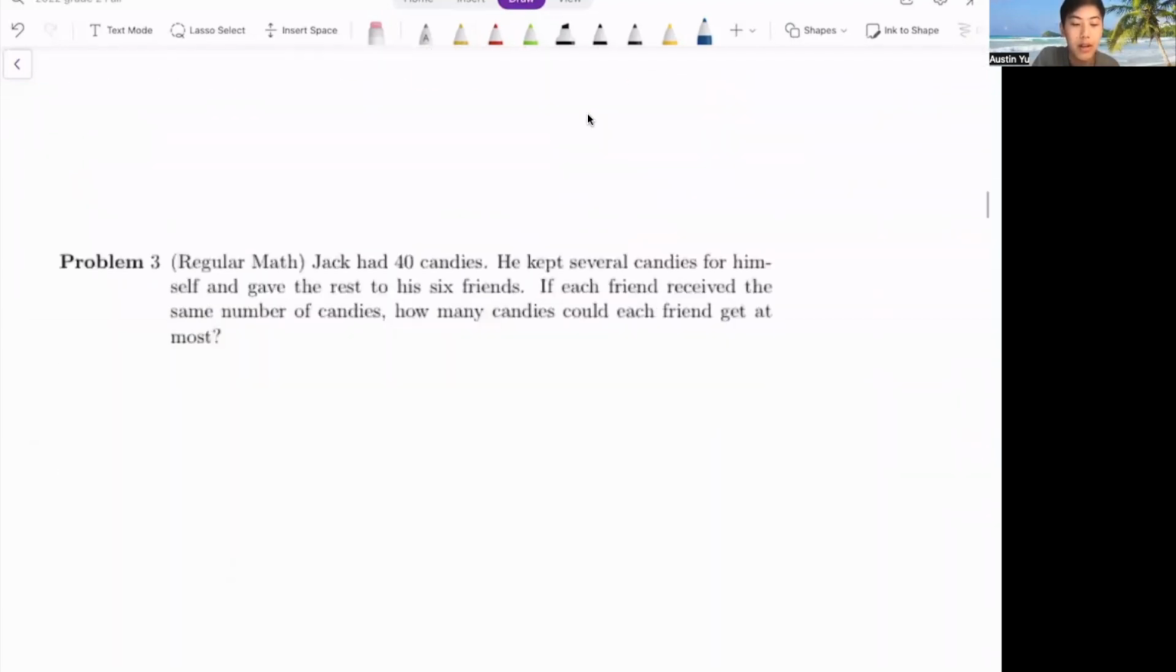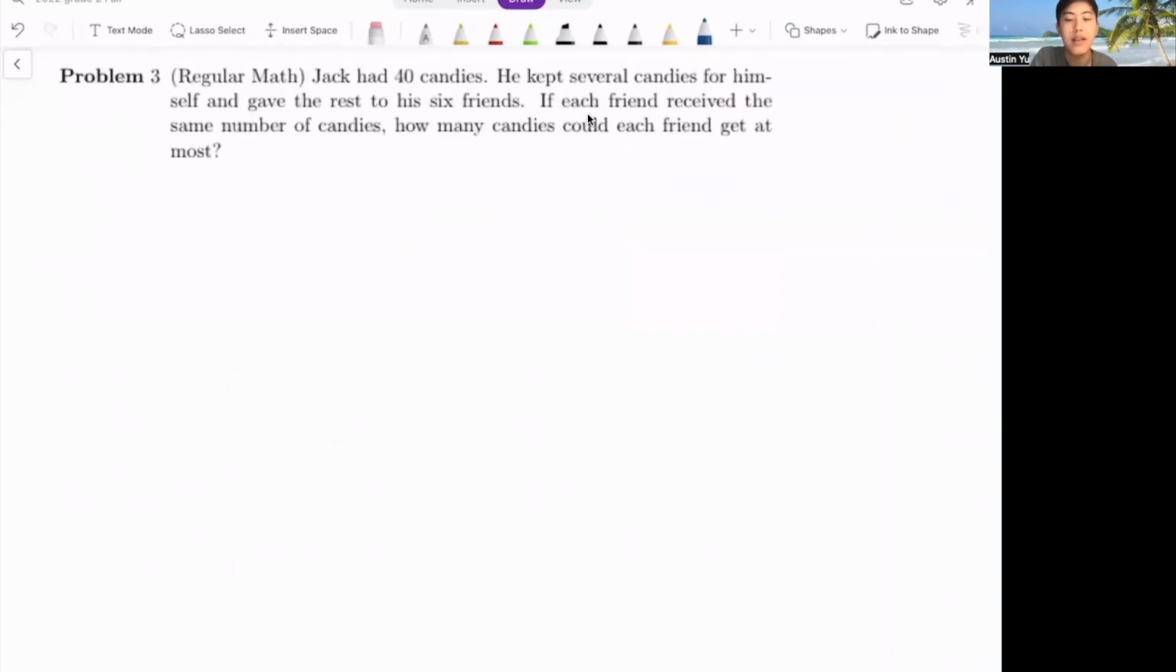Problem 3. Jack had 40 candies. He kept several candies for himself and gave the rest to his 6 friends. If each friend received the same number of candies, how many candies could each friend get at most? The starting information we are given is that Jack had 40 candies. All right, Jack had 40 candies, and he kept several candies for himself and gave the rest to his 6 friends. If each friend received the same number of candies, how many candies could each friend get at most?